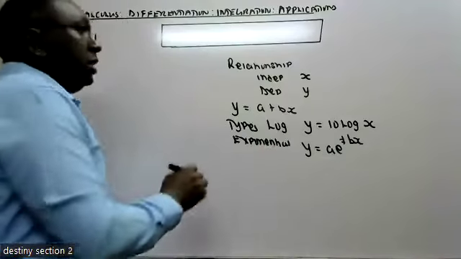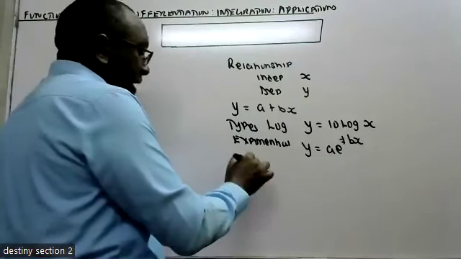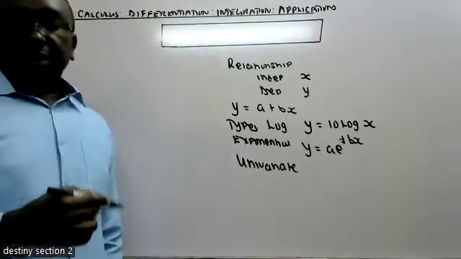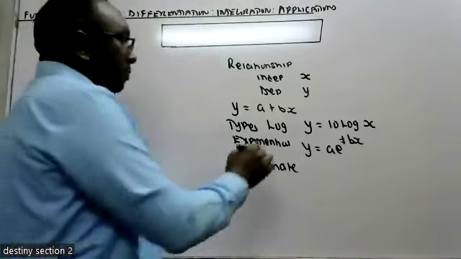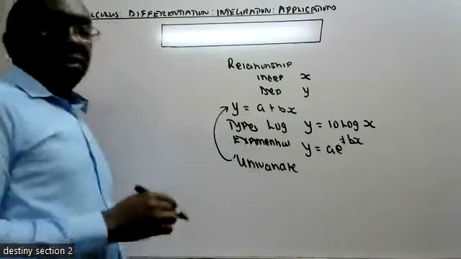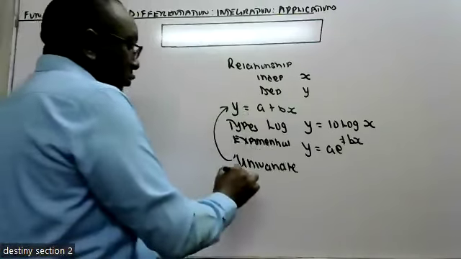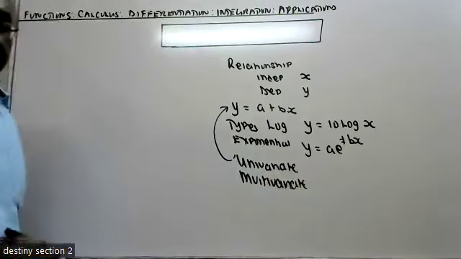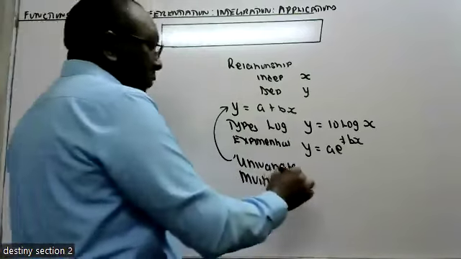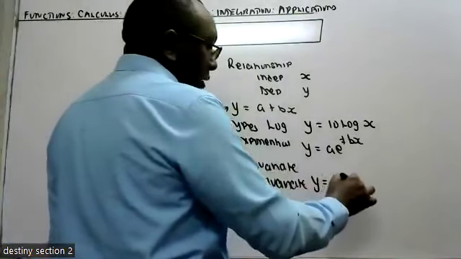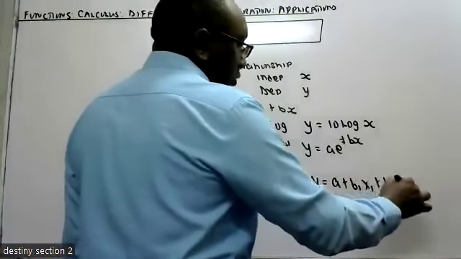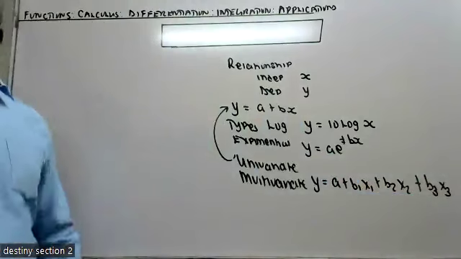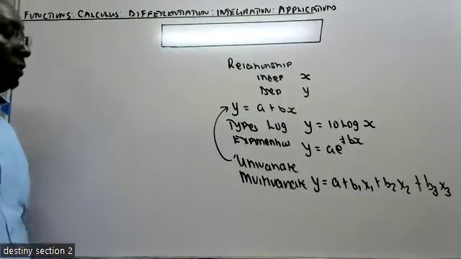The other one is what we call a univariate function. Now, a univariate function is a function that has one independent variable, and is normally written like this, y = a + bx. Then we have what we call multivariate. Now, multivariate is a function whereby we have more than one independent variable, like y = a + b1x1 + b2x2 + b3x3, that way. That's called multivariate. We have more than one independent variable.